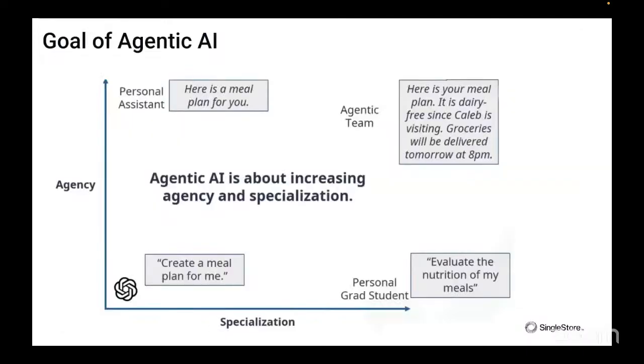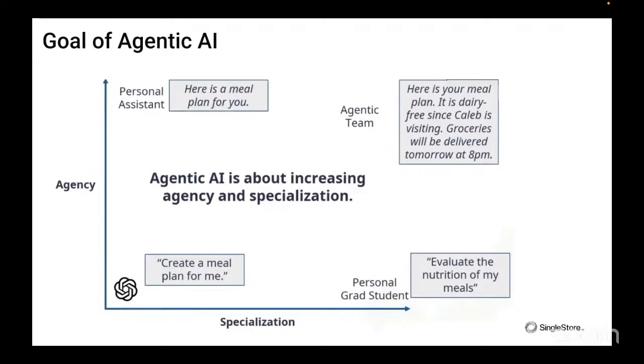So what is the goal of agentic AI? The goal of agentic AI is about increasing agency and specialization. As you can see in the image, if you take the x-axis for specialization and the y-axis for agency, you can ask ChatGPT to create a meal plan for you, right? It will easily create one, but there is less agency and less specialization. It doesn't know your body type, it doesn't know your workout type and all those things.